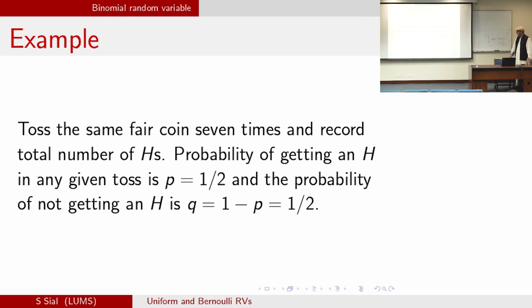Okay, let's make the coin fair for now. So the probability of getting an H is p equals 1/2. The probability of not getting an H is the probability of the complement, Q, let's call that. It's 1 minus p, which is also 1/2 for a fair coin. Okay?